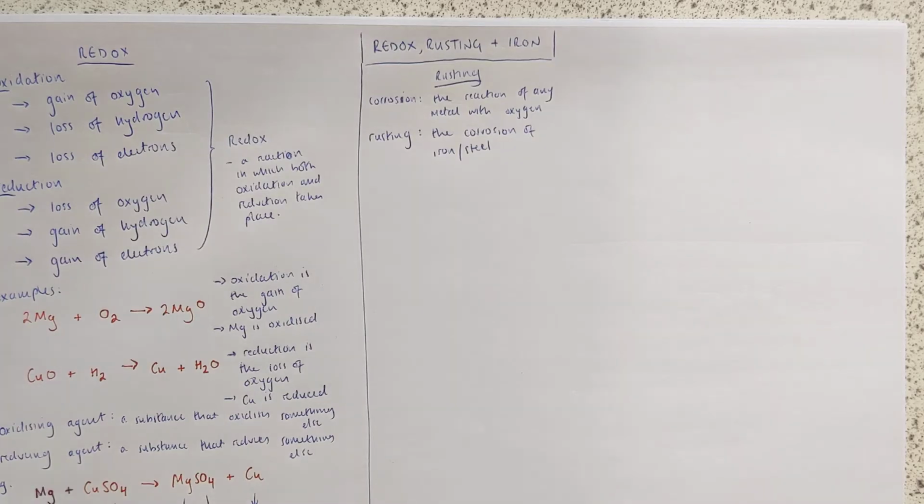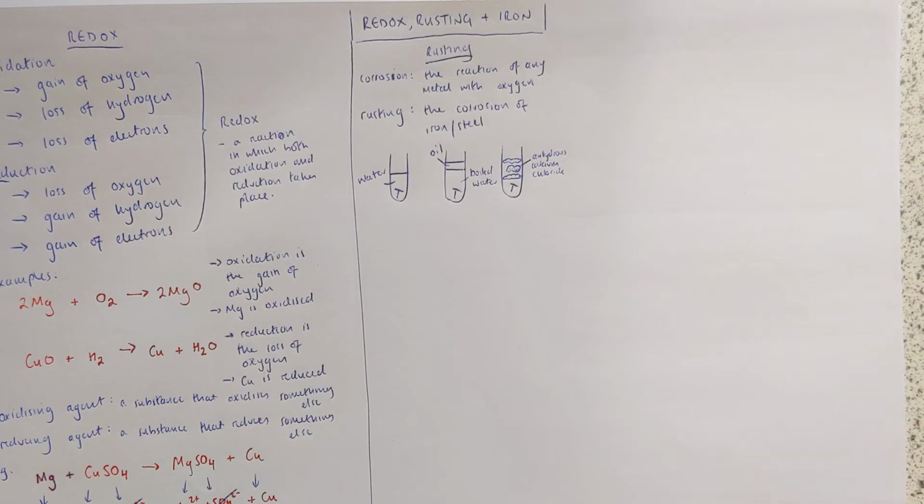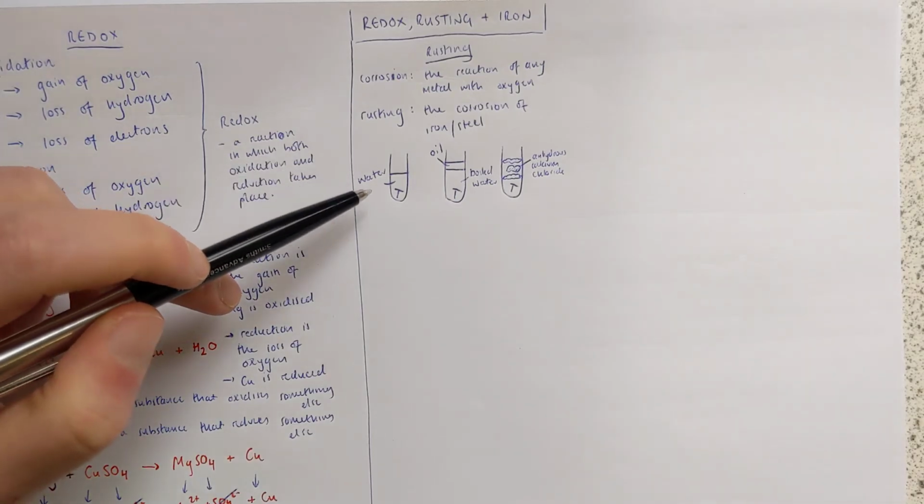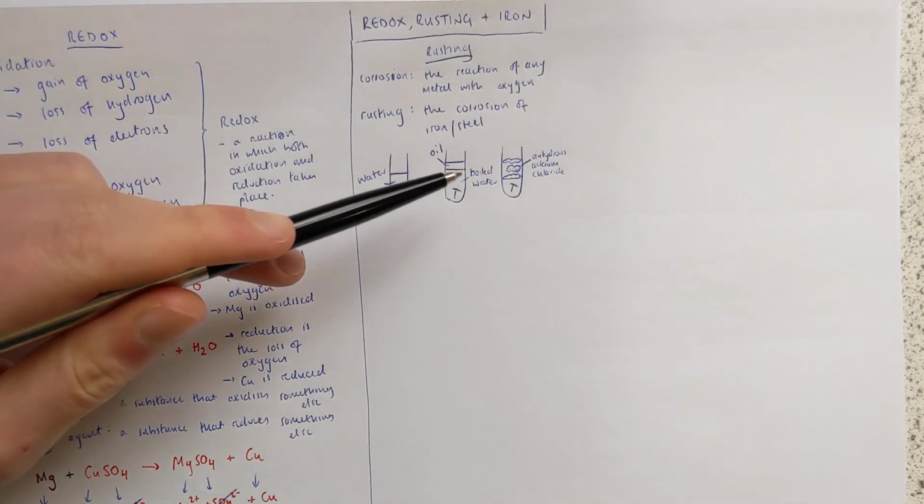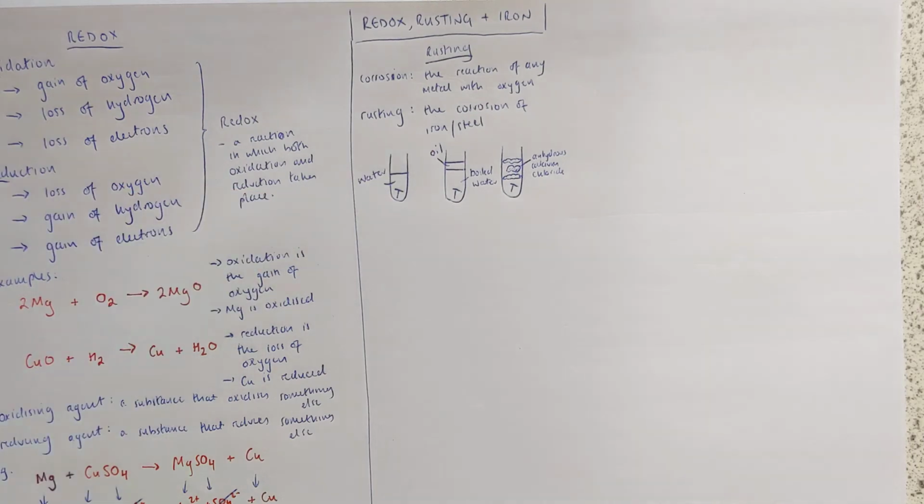Now there's a specific experiment you need to know about that proves the conditions you need for rusting to take place. Here's what it looks like. You start off with 3 test tubes, and into each you place an iron nail. In the first test tube, you'll just simply put water. In the second test tube, you'll put boiled water covered with a layer of oil.